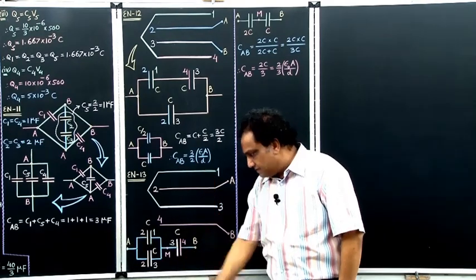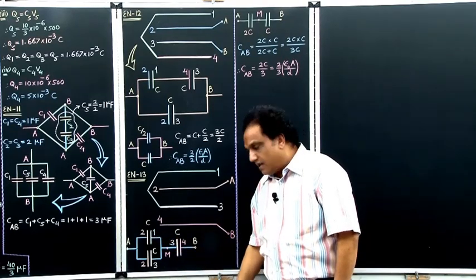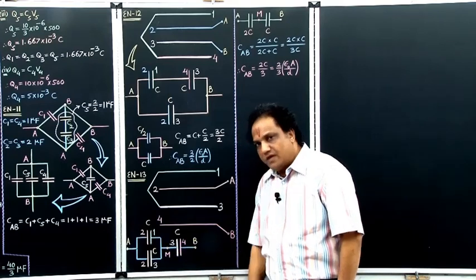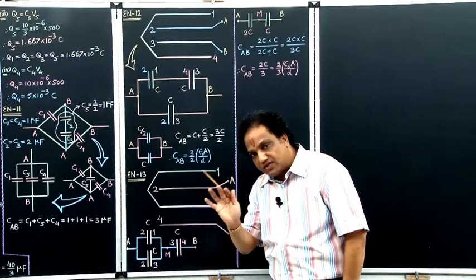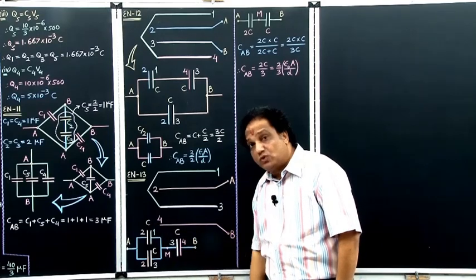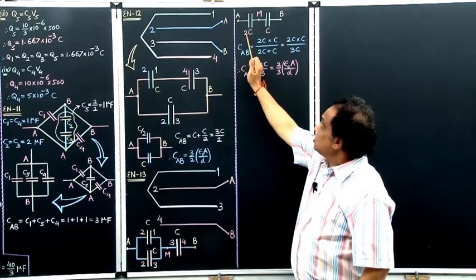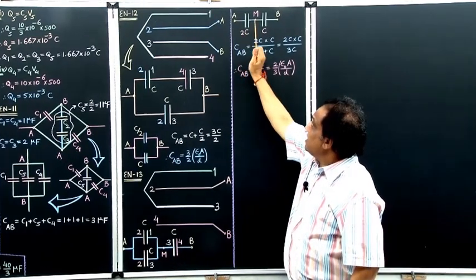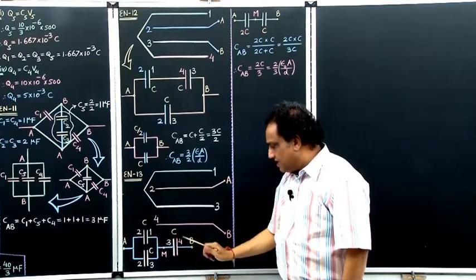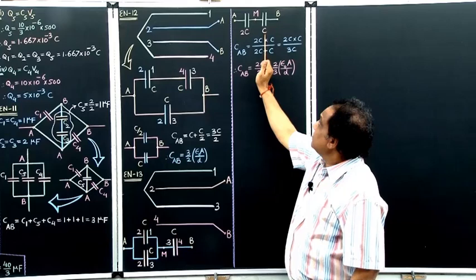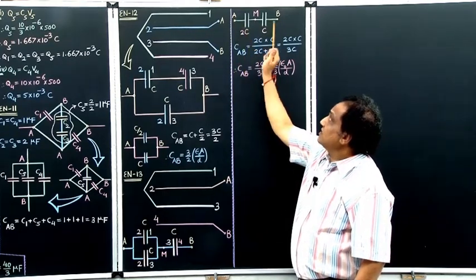Tell me, these 2 capacitors you will find in parallel between points A and M. For parallel connection of capacitors, what is equivalent capacitance? Simply addition, that is C plus C, that is 2C. Replace this parallel connection by its equivalent capacitance, which is 2C between points A and M. Correct? Between points M and B, this capacitance C I have kept as it is.